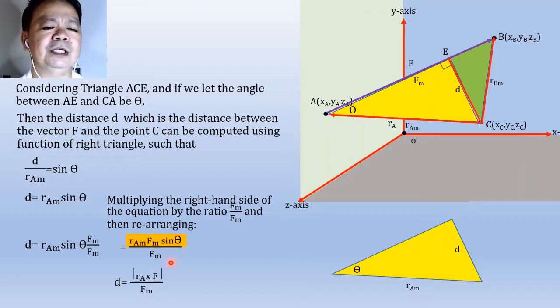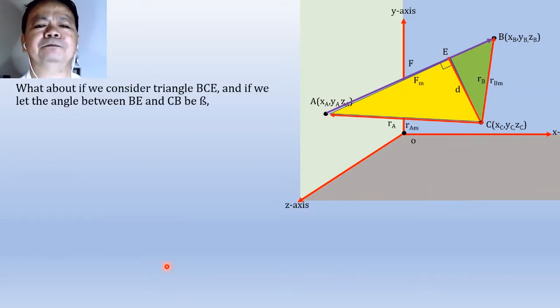We consider this as the absolute value because we are talking of the distance between them, because we could get a negative value if we do not take the absolute value. Now, what about if we consider the triangle BCE? BCE, this triangle. And the angle between BE and CB be called beta. This angle shall be beta.